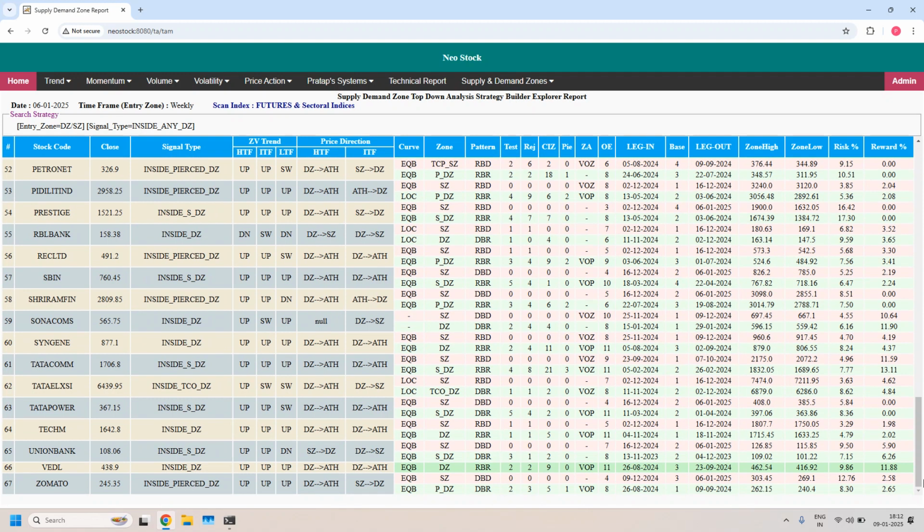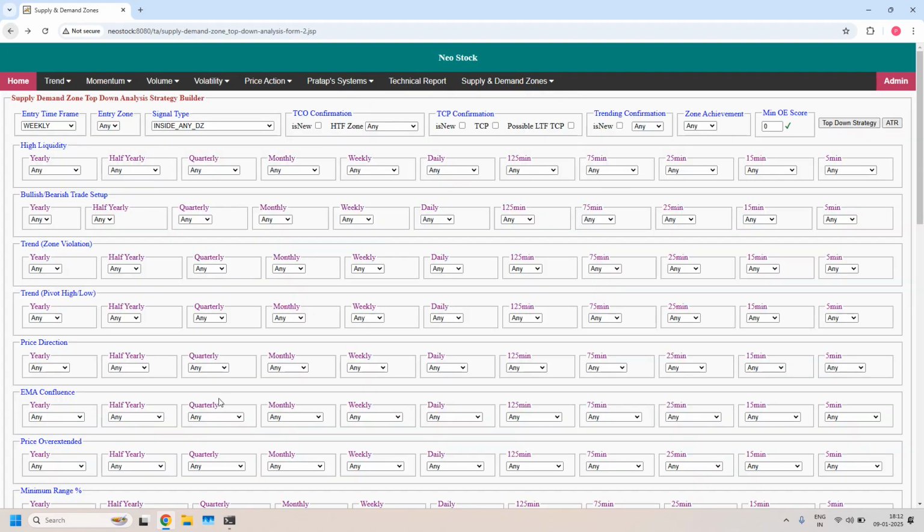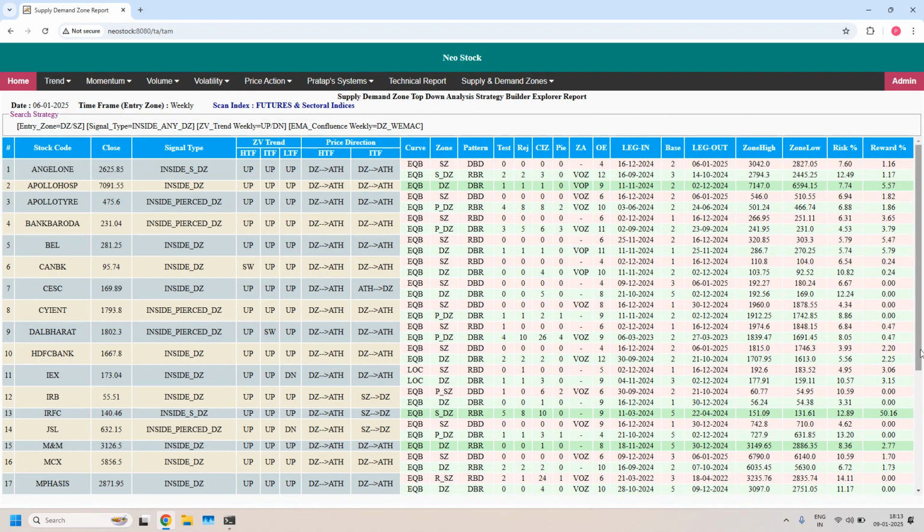Out of these 67 demand zones, how many weekly demand zones have EMA Confluence? Let us further filter this list. In the EMA Confluence, weekly time frame, weekly demand zone having weekly EMA Confluence. And the trend on these zones should be up or down, should not be sideways. Let's filter. Now the list has come down to 27 stocks.